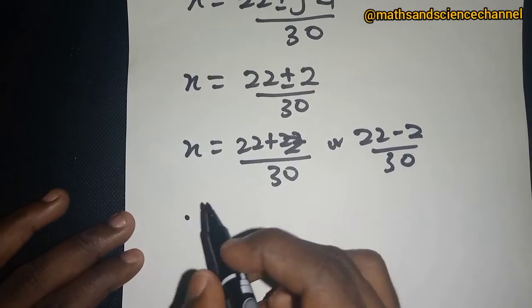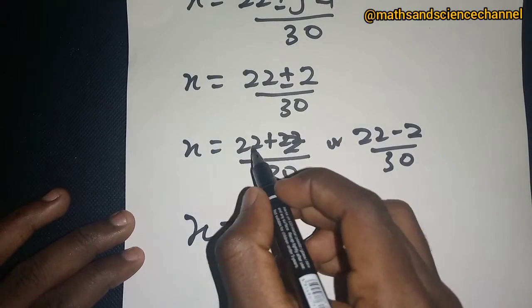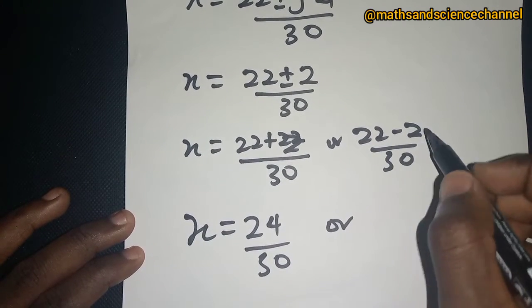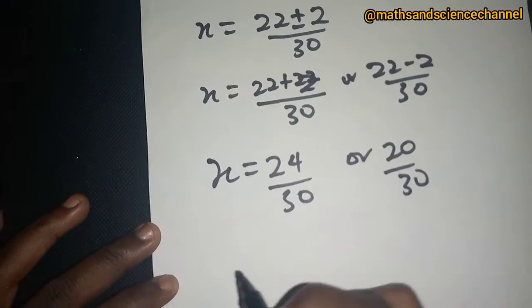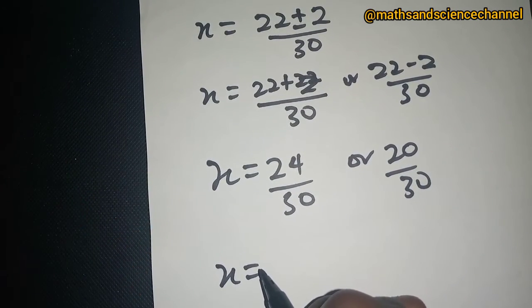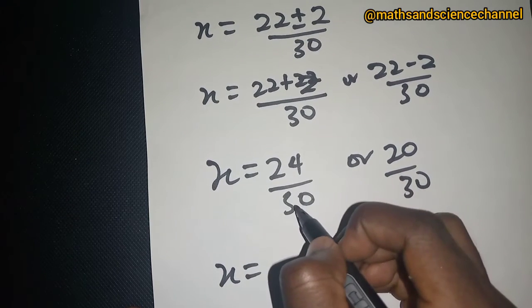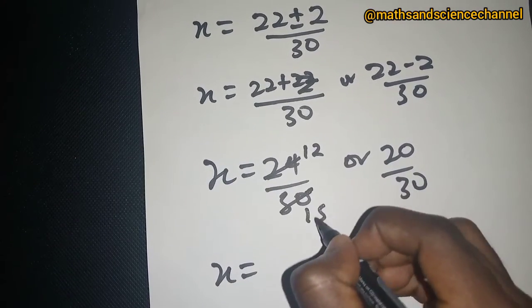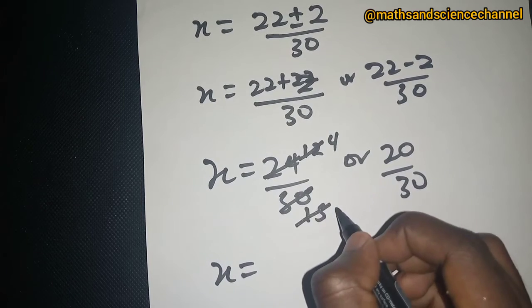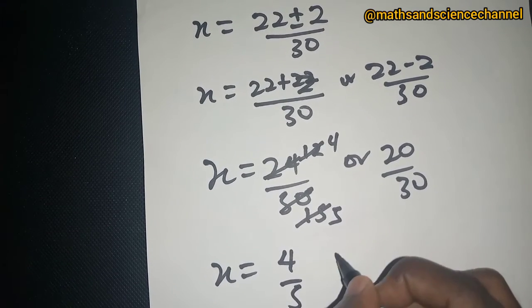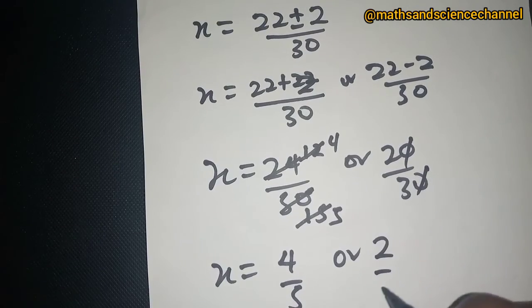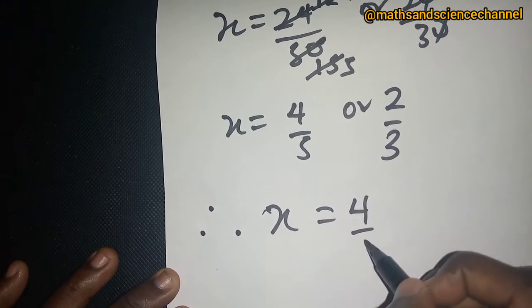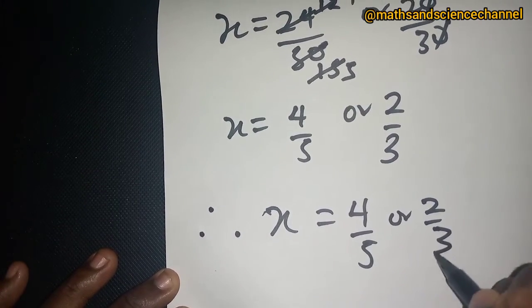So over here we have x being equal to 22 plus 2 is just 24 over 30. Then we have 22 minus 2 is just 20 over 30. So x here is basically equal to 24 divided by 30. So 2 goes into 24 twelve times, 2 goes into 30 fifteen times, 3 goes into 12 four times, and 3 goes into 15 five times. So we have 4 over 5, or now 0 cancels 0, then 2 over 3. So therefore we can conclude that x is just 4 over 5 or 2 over 3.